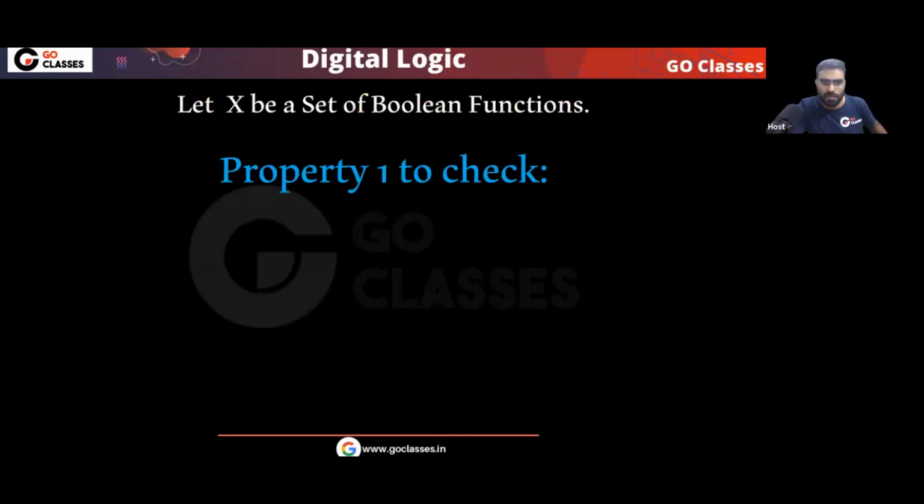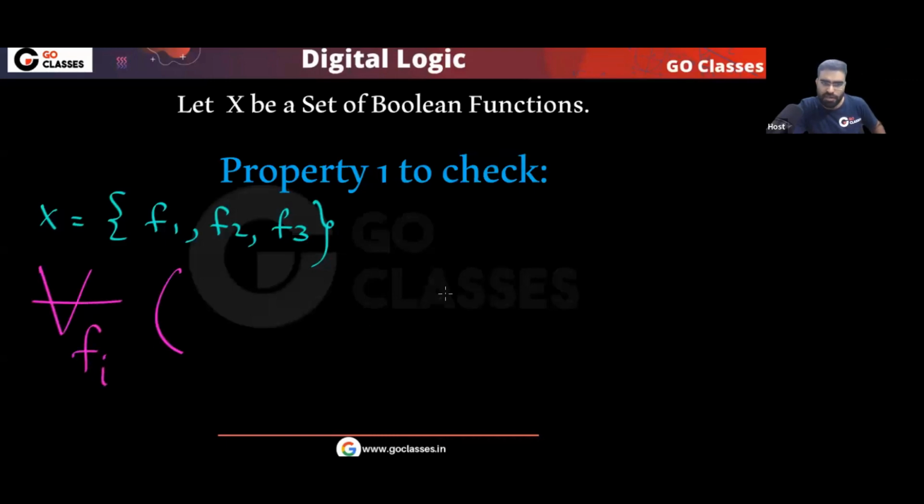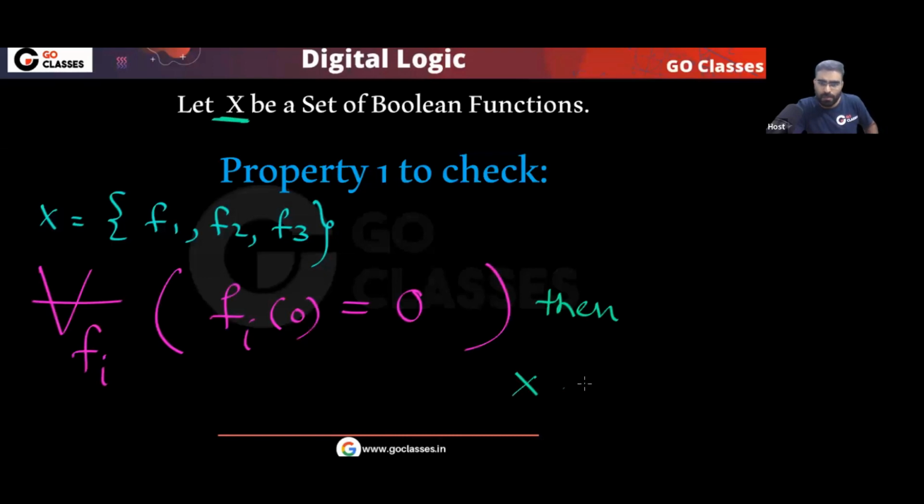And what is the property 1 to check? I told you. In this set, you will check if I replace every variable by 0, will I get 0 for all the functions or not? Means for all Fi, if I replace all the variables by 0 and I get 0, then I can say this X is not functionally complete.